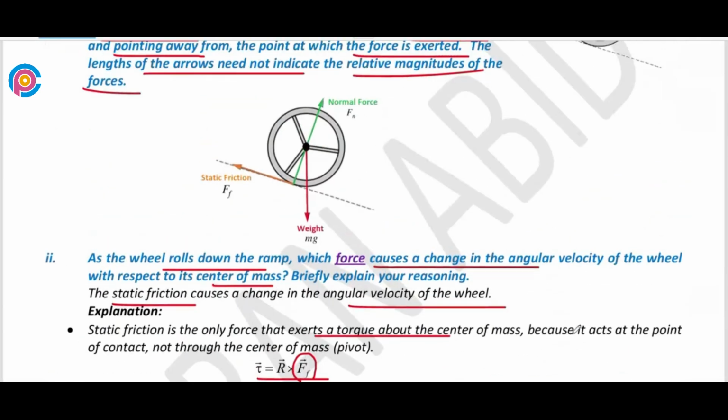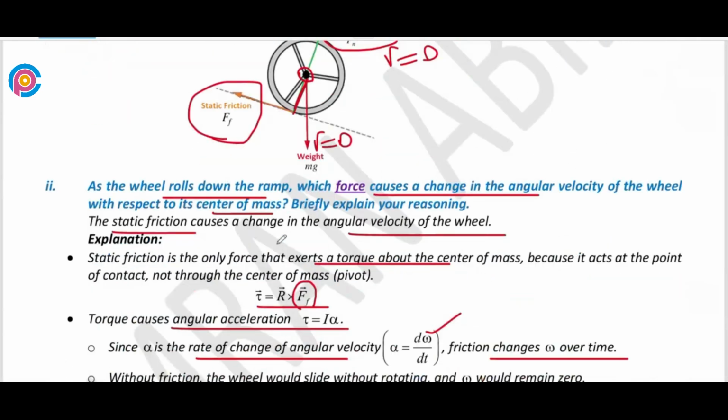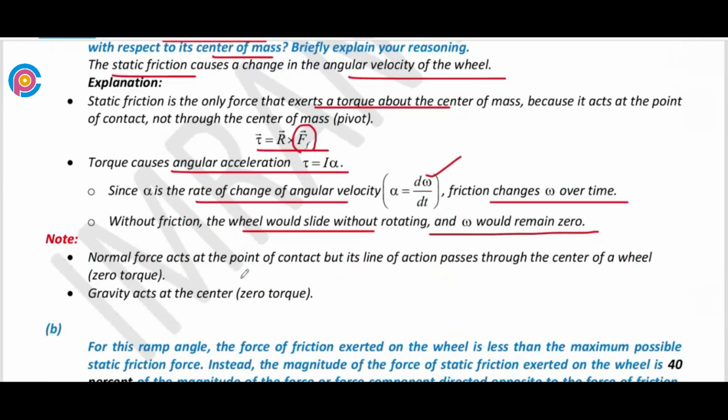And now, why not the other forces? Because the question is about the center of mass. The normal force passes through the center of mass, so the moment arm is 0. The weight also acts at the center of mass, so the moment arm is 0 in this case as well. So the only force that has a moment arm is the static friction. That is what causes the angular acceleration, or change of velocity. That's the reason we indicate static friction is the only force that causes the change in angular velocity.